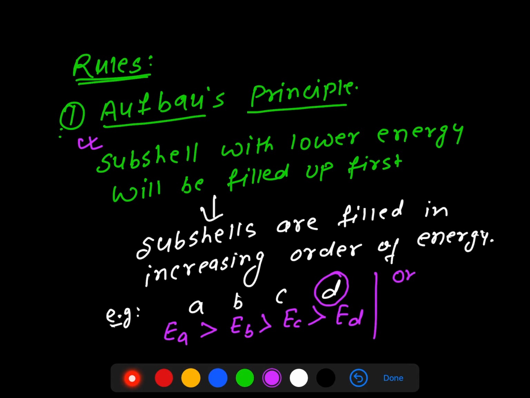So if I write the order of filling these subshells, D will be filled up first, then you will fill C to its maximum capacity, then you will fill B, then you will fill A. Right? Now the question is, how do you decide the energy order of the subshells?